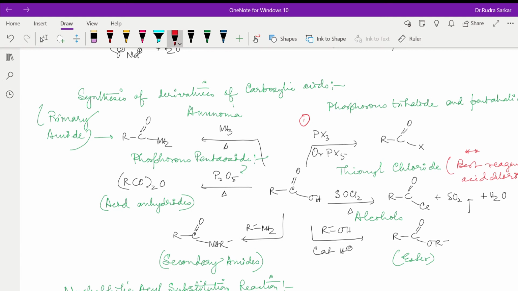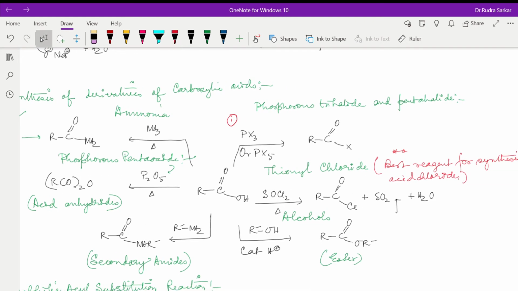However, if the question is asking whether we should use PX3, PX5 or SOCl2 to make an acid chloride, then obviously it is better to use SOCl2, because all the products under heating conditions will be gases and we will be left with only the desired molecule. So there is no need for other separation techniques to remove things like phosphorous acid or POCl3.